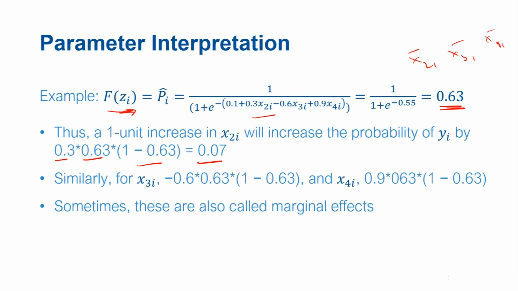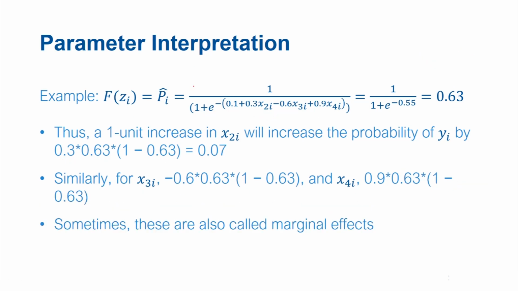So this number. Similarly, for x3i, we will multiply it with beta 3. Other values will remain the same: 0.63 into 1 minus 0.63. For x4i, it will be 0.9 into 0.63 into 1 minus 0.63. These are what we are calling dpi upon dx2i or dpi upon dx3i. These are often referred to as marginal effects or incremental effects, or the impact of coefficients: a 1 unit change in the variable and its impact on the change in probability. This can also be interpreted like that.